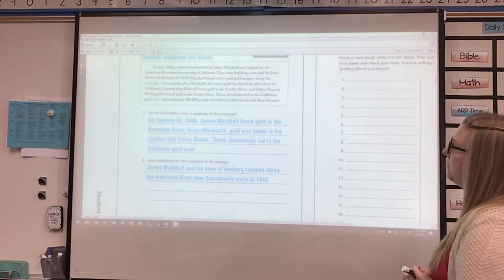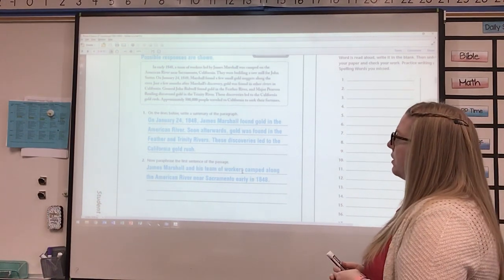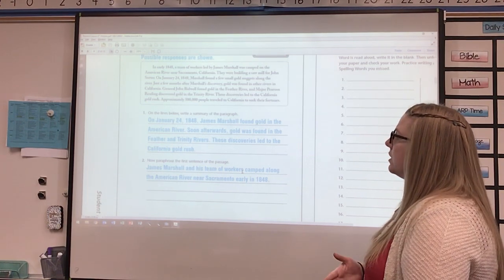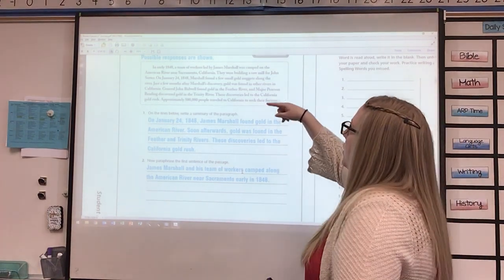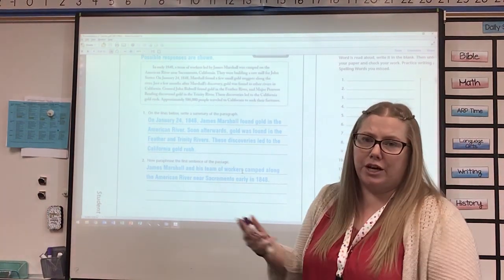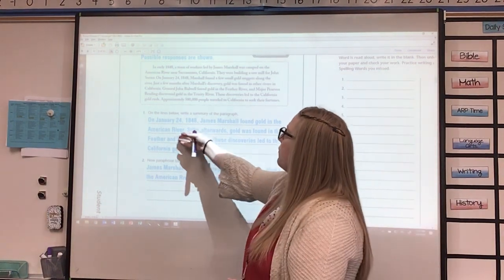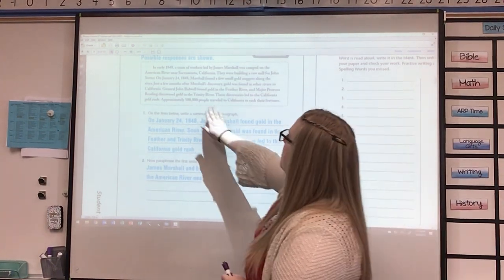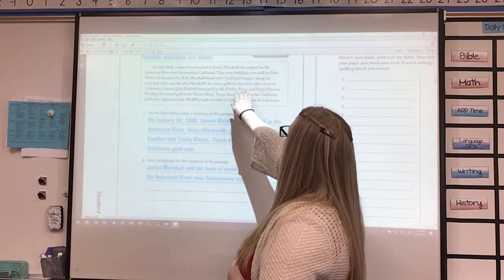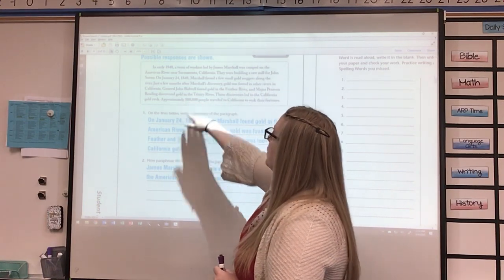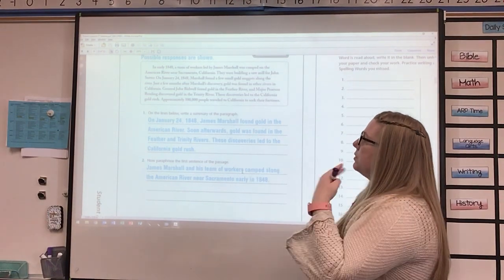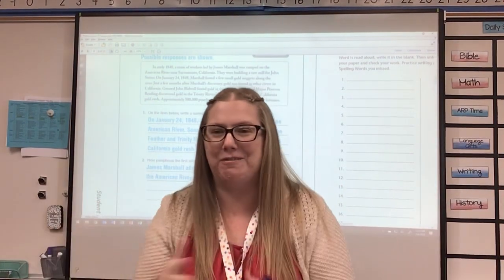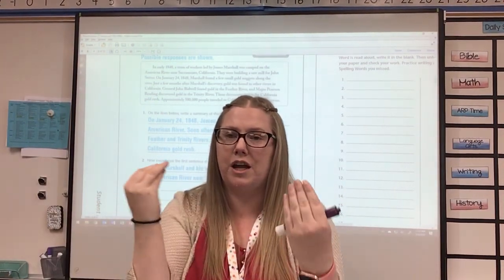On January 24th, 1848, James Marshall found gold in the American River. Soon afterwards, gold was found in the Feather and Trinity Rivers. These discoveries led to the California Gold Rush. So let's go back. So we talked about 1848, January 24th, and how that was the first gold found in that area. Okay, and then instead of saying John Bidwell found gold in the Feather River and Major Pearson discovered gold in the Trinity River, they just say soon afterwards gold was found in the Feather and Trinity Rivers. Because I don't need all that extra, I don't need everything from this in your summary. I just need enough to understand what you read.